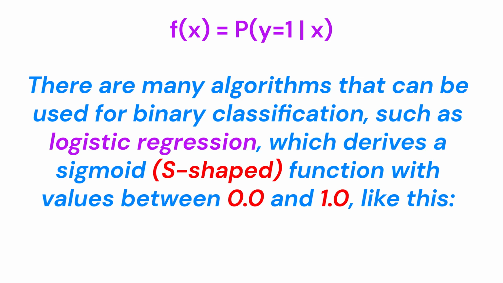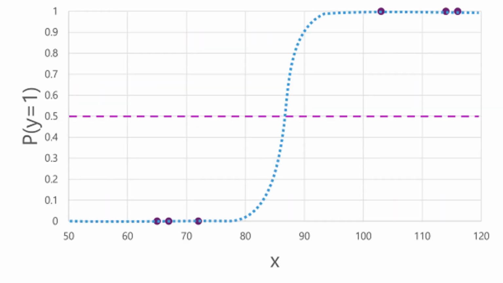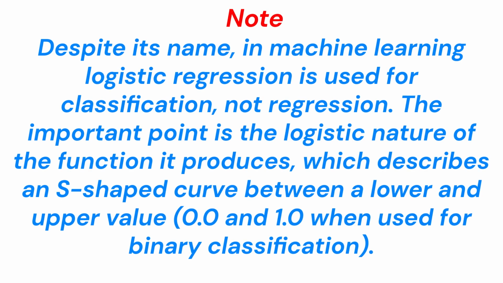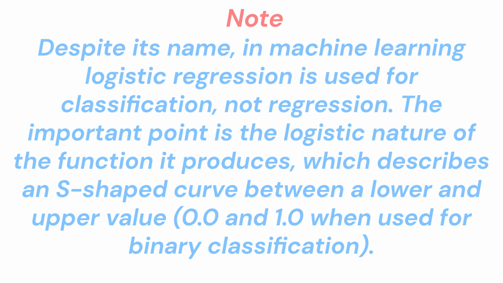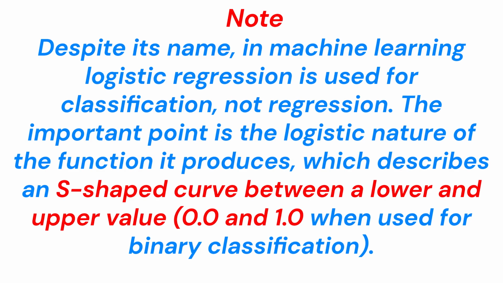There are many algorithms that can be used for binary classification, such as logistic regression, which derives a sigmoid, S-shaped function, with values between 0.0 and 1.0, like this. Note: despite its name, in machine learning, logistic regression is used for classification, not regression. The important point is the logistic nature of the function it produces, which describes an S-shaped curve between a lower and upper value, 0.0 and 1.0, when used for binary classification.